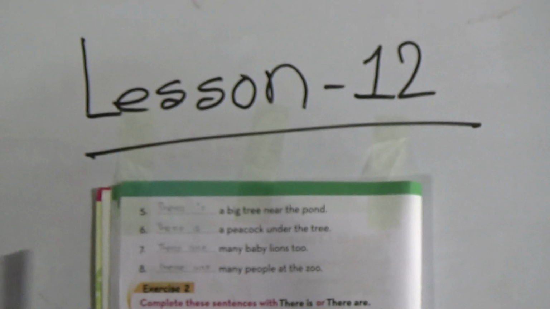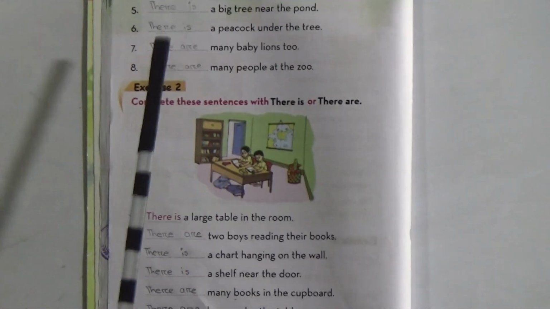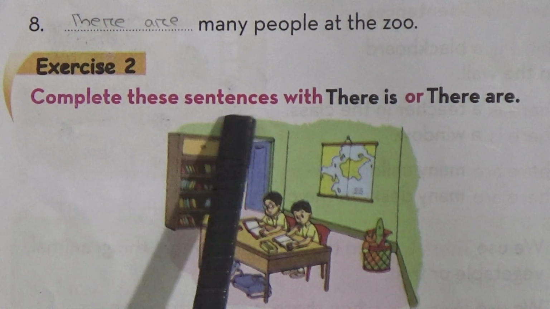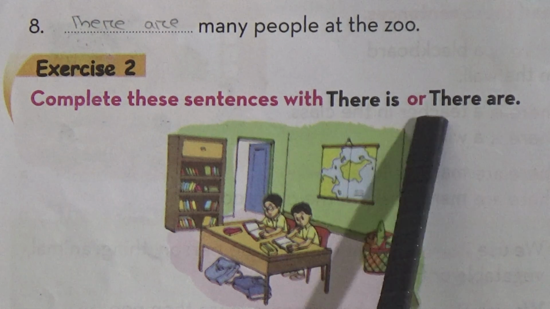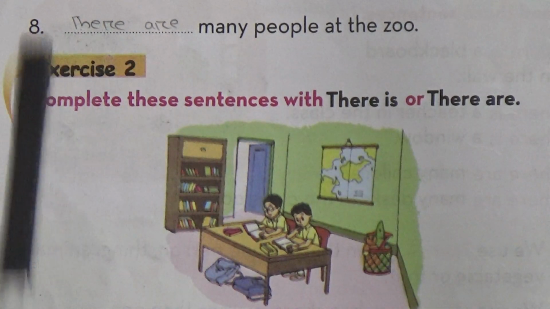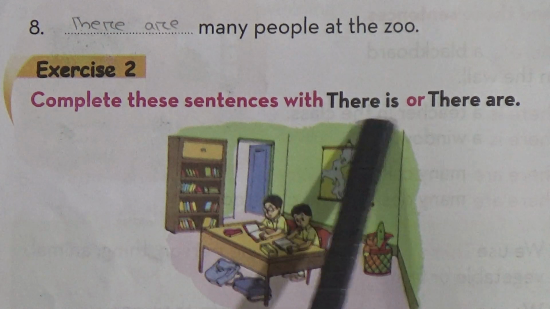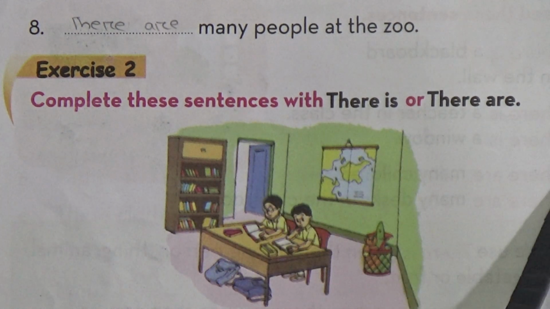Look at the board my dear students. This is lesson 12, New Enjoying Grammar book. Our today's topic is exercise number 2. Complete these sentences with there is or there are.